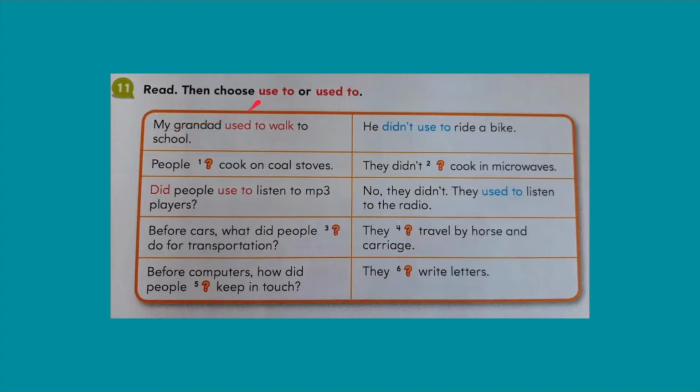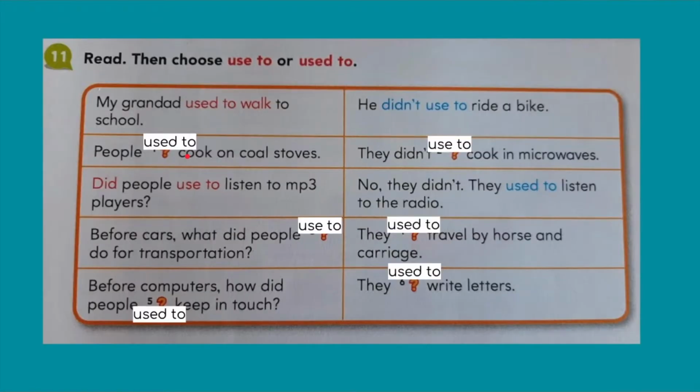So, we need to use used to or didn't used to to create these sentences. You completed them with these answers. My granddad used to walk to school. He didn't used to ride a bike. People used to cook on coal stoves. They didn't used to cook in microwaves.